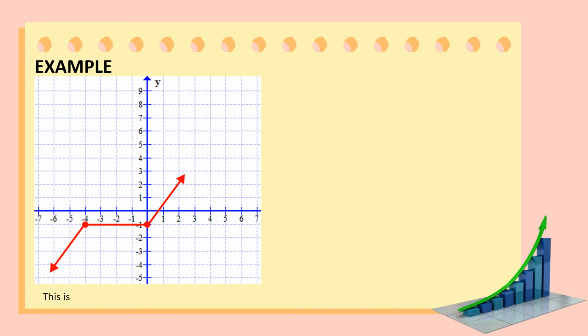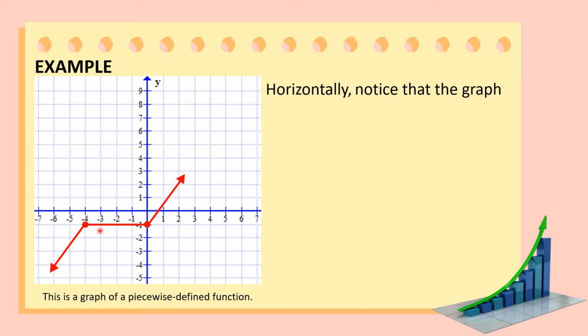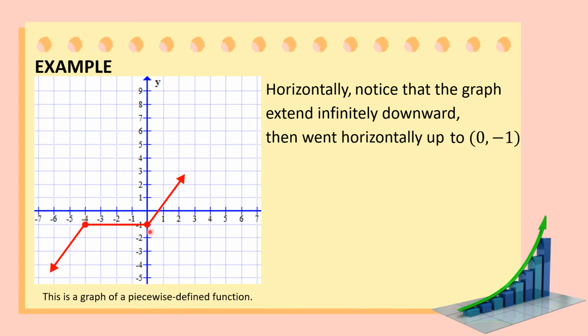This graph is an example of a piecewise defined function. Notice horizontally that the graph extends infinitely downward, then went horizontally up to 0 and negative 1, and went infinitely upward afterward.